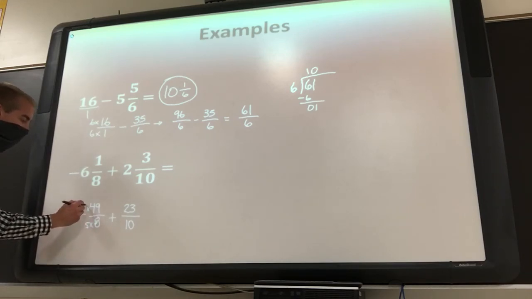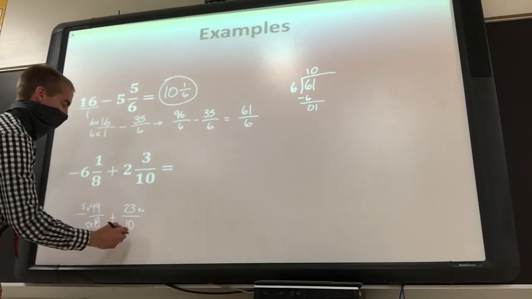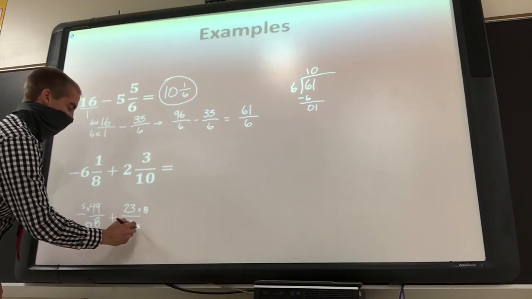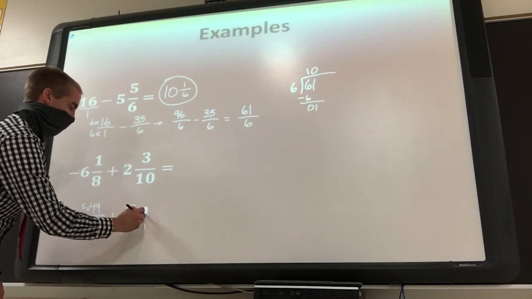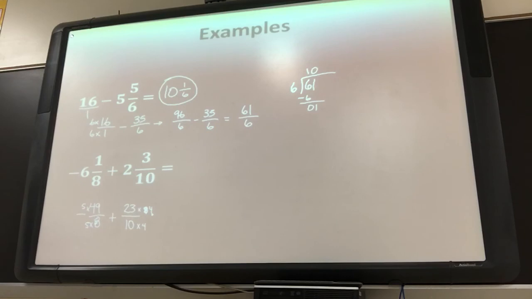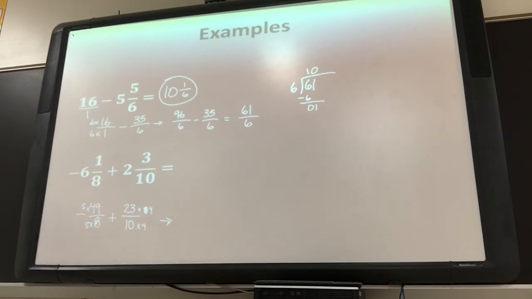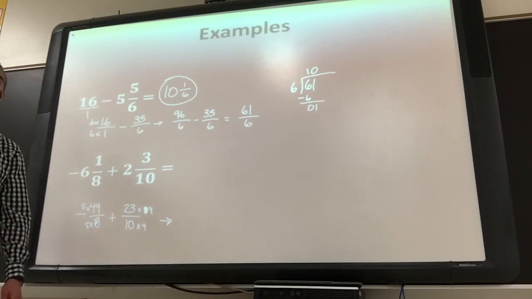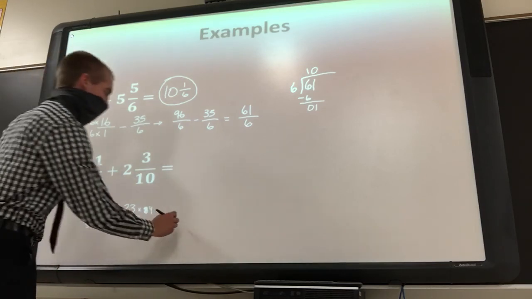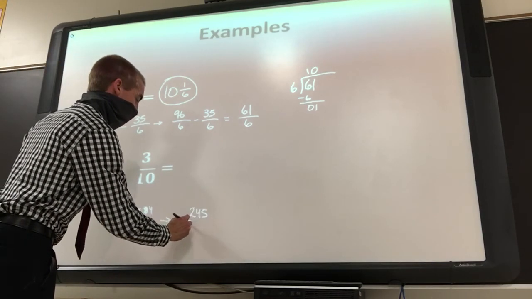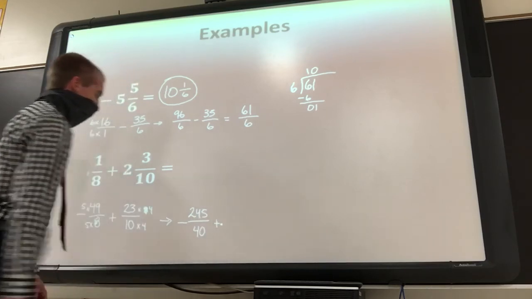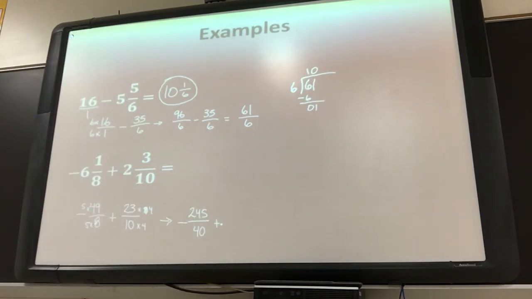So 8 times 5 and 49 times 5. And then 23 times 8, or sorry, times 4. 10 times 4. So 49 times 5 would get us 245, right? Yeah, 245. So negative 245 over 40 plus 23 times 4 would be 96 over 40. I got 90. You're right, it is 92 over 40.